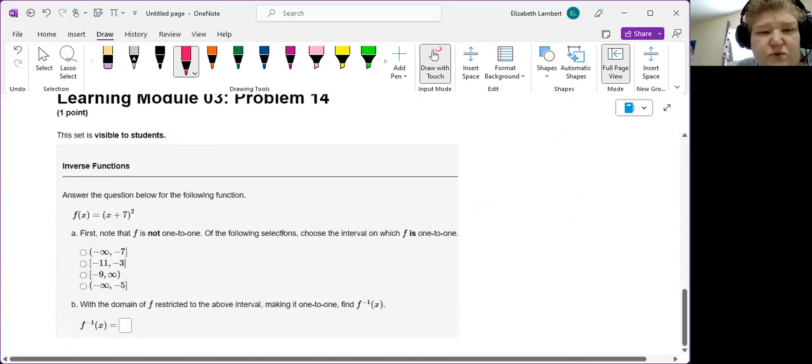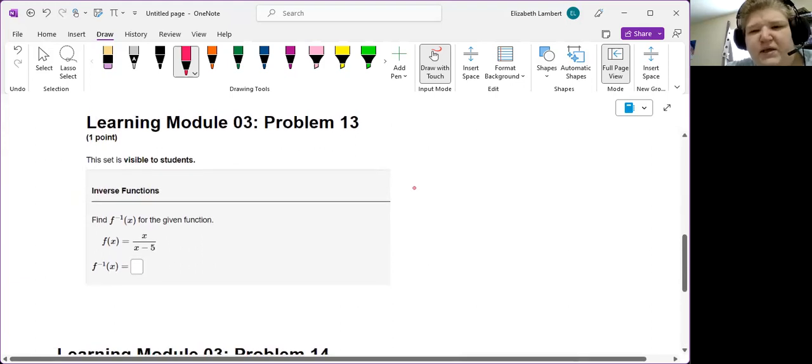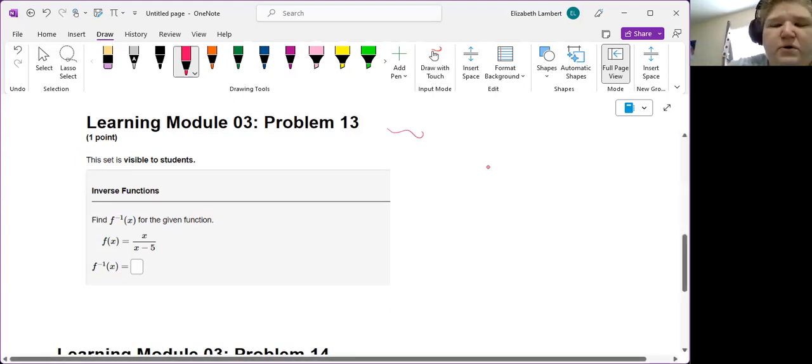All right. Whoa. Oh, all right. Problem 13 here. This is probably one of the freakiest ones to do. Yeah, now the stylus works.